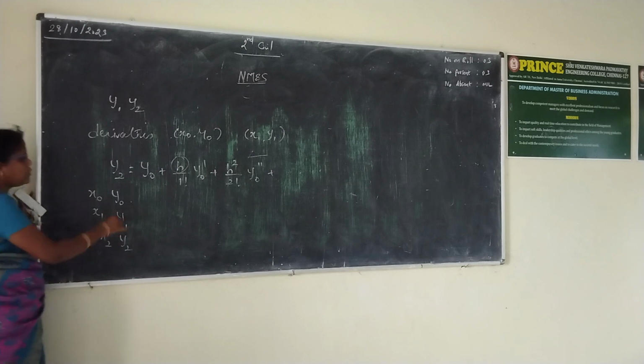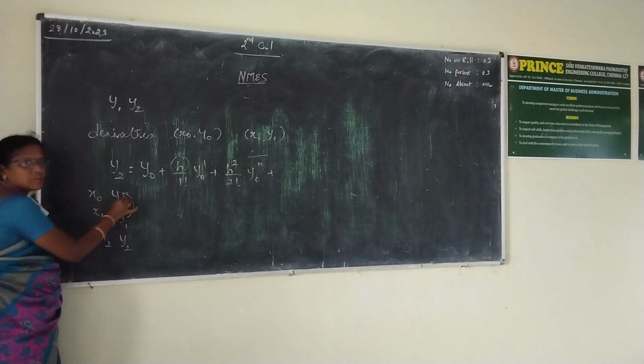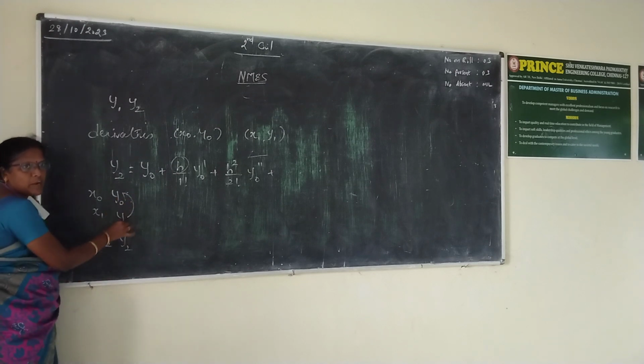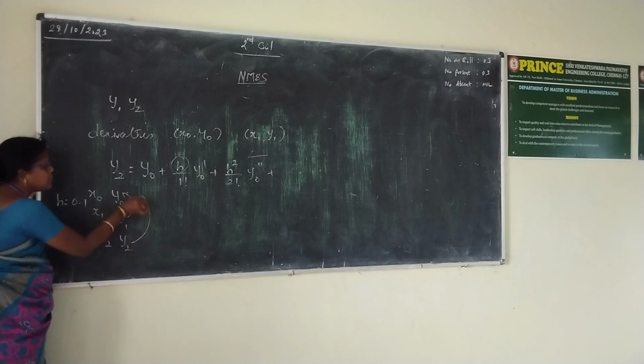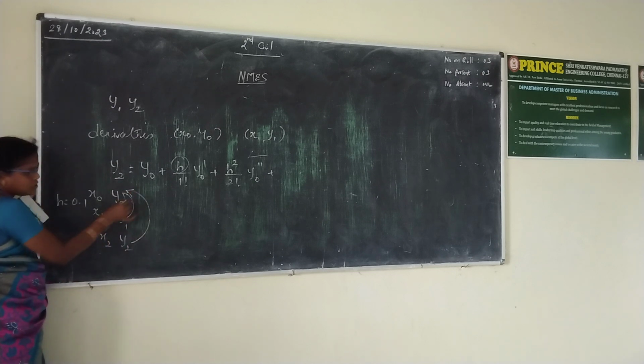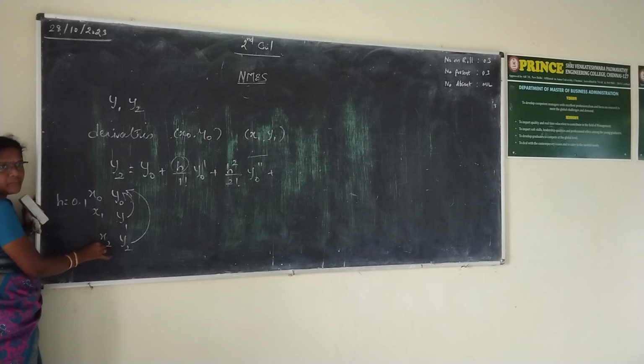Okay, to find y1 we are coming from y0. Yes or no, you are moving only one step. So what is the h value for this one? 0.1. Okay, and if we are going to find y2 using y0 itself, how many differences will be there? Two differences. Here 0.1, here 0.2. So what is the total difference? 0.2.